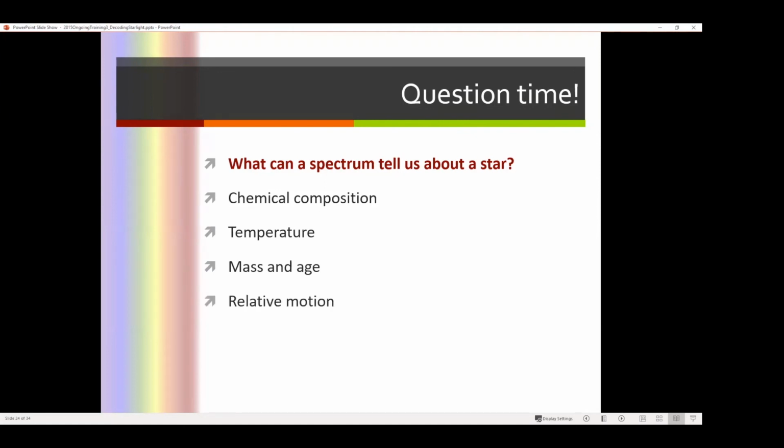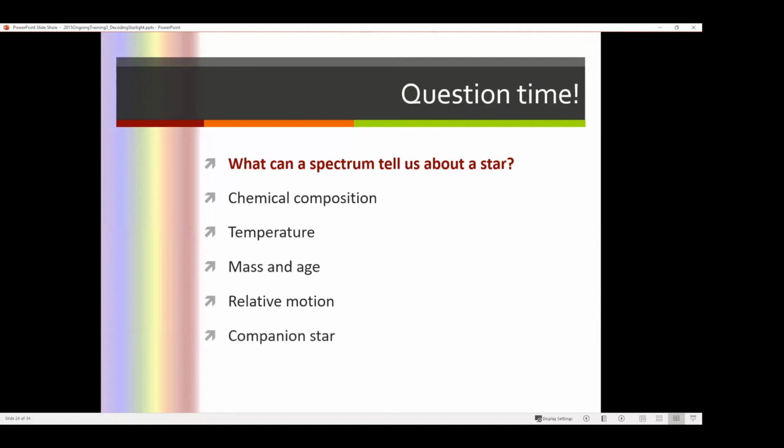Relative motion, so that's, is it moving toward us? Is it moving away from us? And that can be useful for stars. That's also really useful for galaxies. If I take a spectrum across a galaxy, if on one side I see that it's moving away from me at a certain speed, and on the other side I see that it's moving toward me at a certain speed, now I know, A, that that galaxy is spinning, I know which direction, and I know how fast. All from patterns in light.